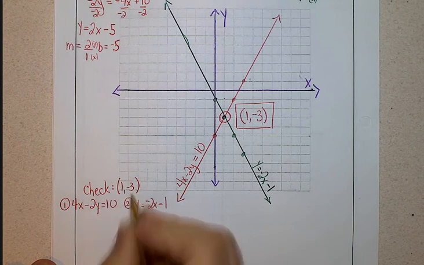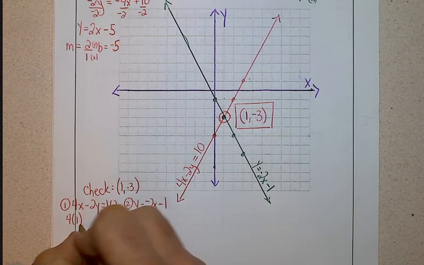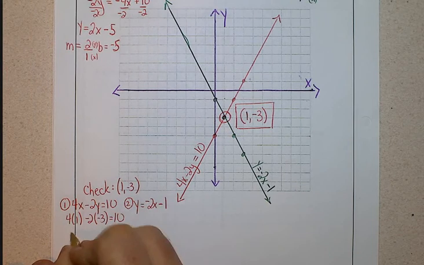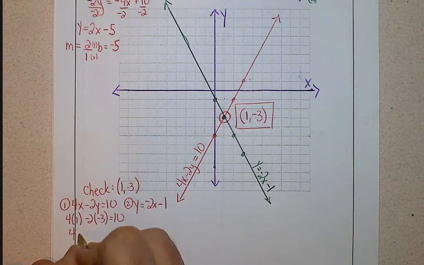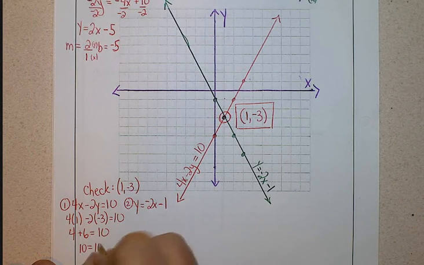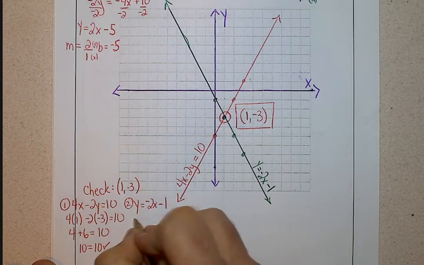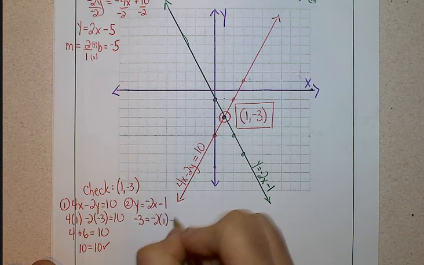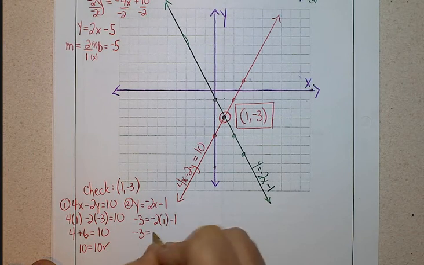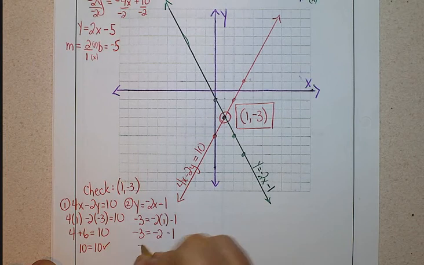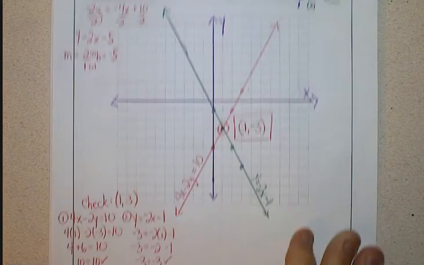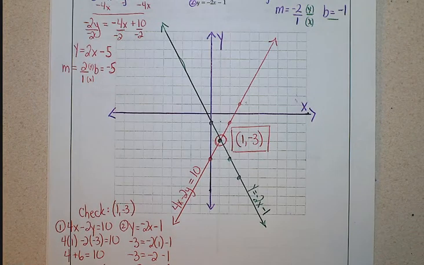Plugging in 1 for x, so 4 times 1 minus 2 times negative 3, that has to be 10. Finishing this side, 4, a negative 2 times a negative 3 is a plus 6, that has to be 10, and 10 is equal to 10, so we're good. Coming over here, plugging in negative 3 for y and 1 for x: negative 3 is equal to negative 2 times 1, which is negative 2, minus 1, and negative 3 is equal to negative 3, and we're good. So that's it. You see all that work? That's all it is, graphing two linears.